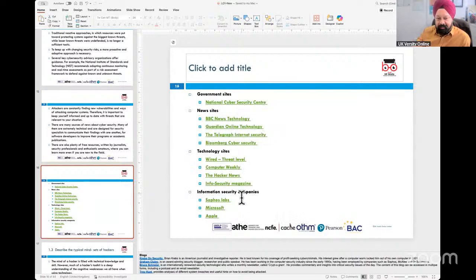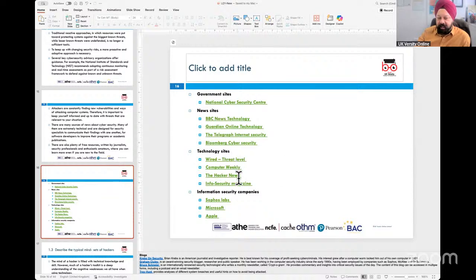And these are some of the sites that I would suggest you could subscribe to, to get information related to new security attacks which are developing and happening around the world. The National Cybersecurity Center is the number one site, which is a government site. But obviously on BBC, Guardian Online, Telegraph, and Bloomberg, you have dedicated columns which will provide you that information.